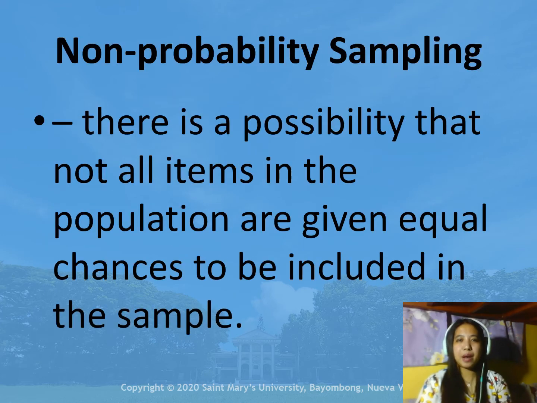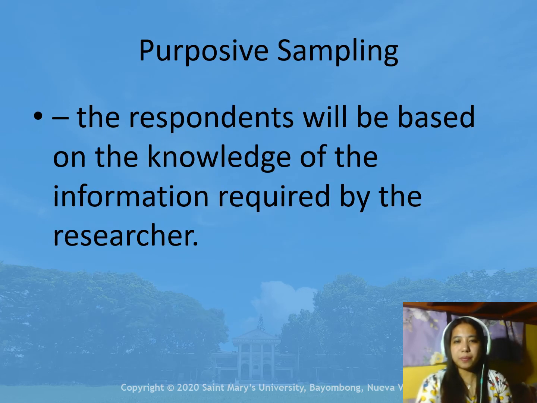Let us move now to non-probability or non-random sampling techniques. In non-probability sampling techniques, there is a possibility that not all items in the population are given equal chances to be included in the sample. It is because the respondents are selected based on our purpose. So the respondents will be based on the knowledge of the information required by the researcher. For example, if the study is historical, of course, you have to consider only respondents aged 60 and above.